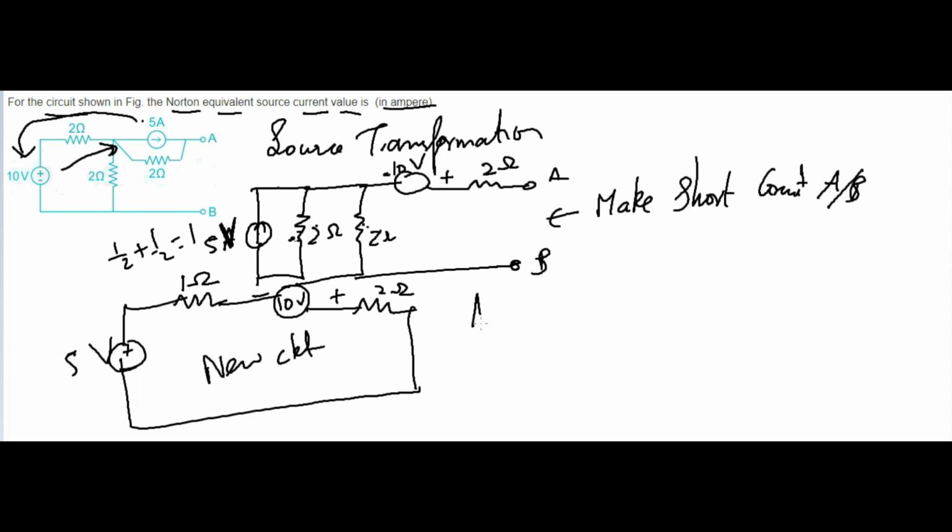Now what you do, apply Kirchhoff's voltage law across all. So if you want to find I, I is equal to V by R. What is V? 5 plus 10, 15, because all are in series, right? So 15 divided by R, 1 plus 2, because all are in series, 3, is equal to 5 amps. That is going to be the 5 amps. 5 amps is the answer.